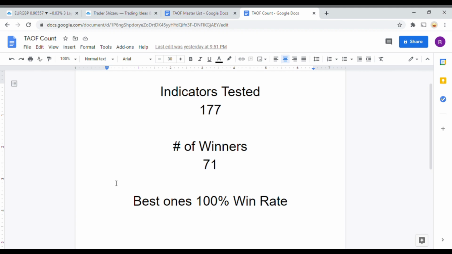The best ones so far were able to achieve a 100% win rate. Now you need to go back and watch those videos to understand the context of how they were able to achieve that. But as we are working on building the best trading system possible, you could take any one of those 71 indicators and get out there and start potentially profitably trading the markets with them now. So go back and watch those videos, make a list of those indicators, and get out there and see what you can do with them.